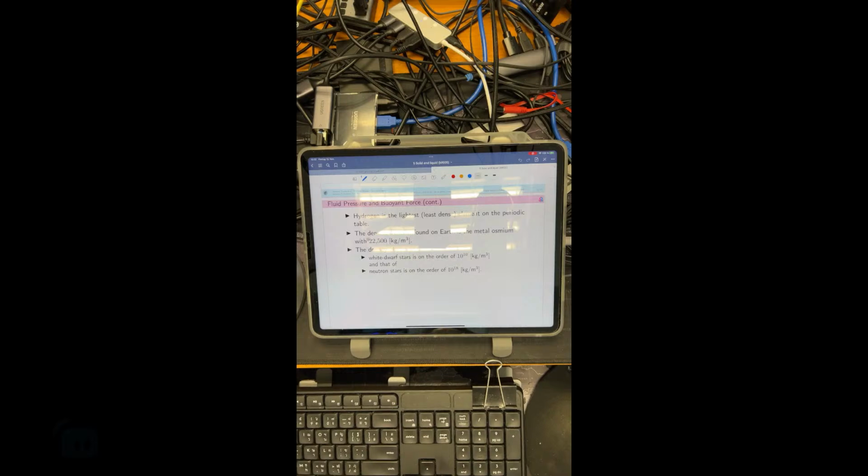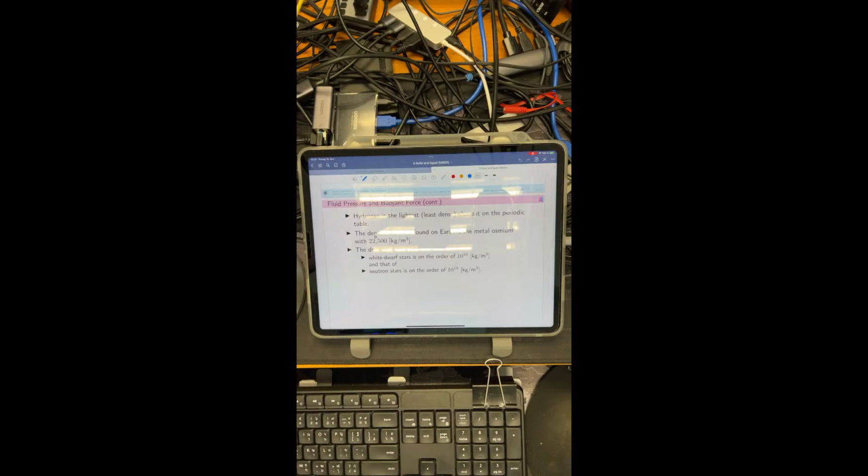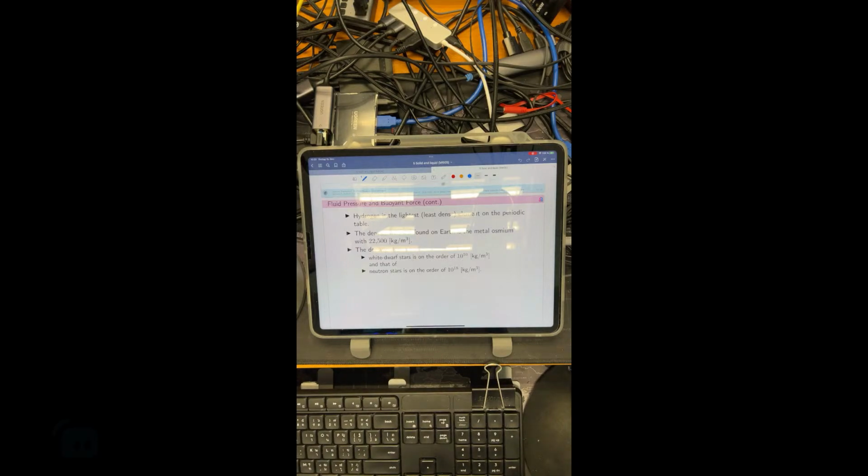The densest material found on Earth, and we are talking about substances on Earth only, is the metal osmium. This material has an extreme density value, which is 22,500 kilogram per cubic meter.